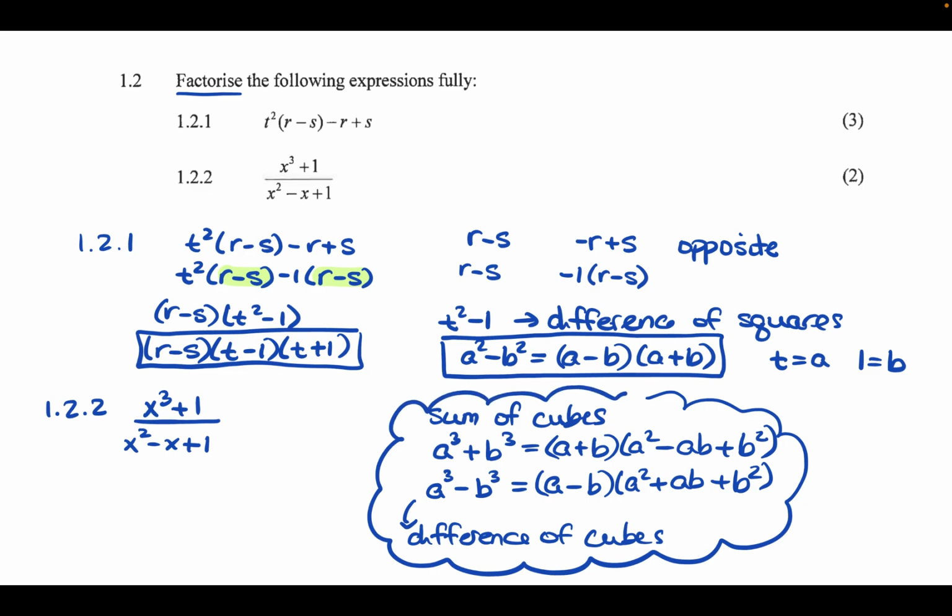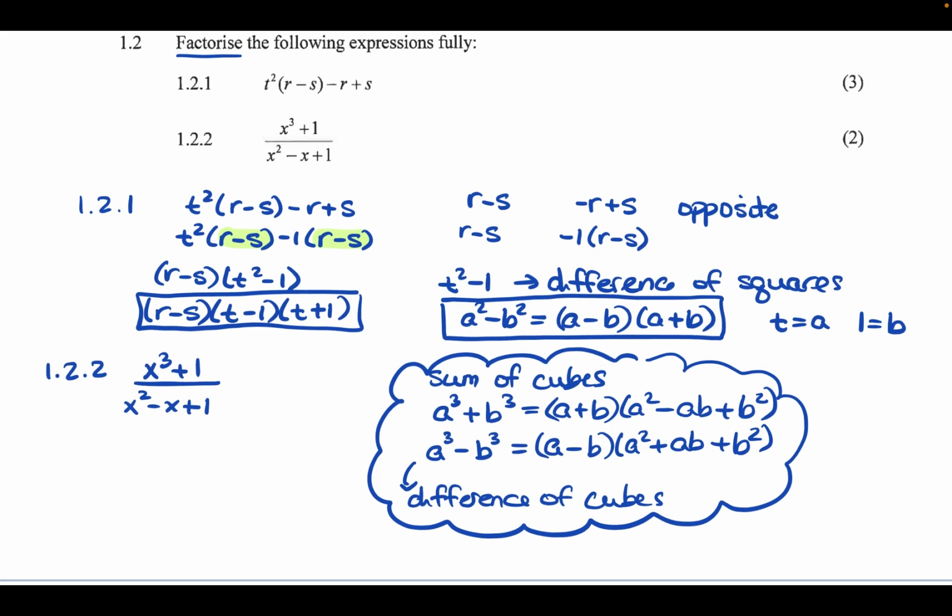So in this case, x cubed plus 1, the a is equal to x and the b is equal to 1. So that numerator can be factored into x plus 1, x squared minus 1x plus 1. And we still have our denominator. And we might notice that the numerator and denominator share a factor, so we can reduce that. And our final answer is x plus 1.